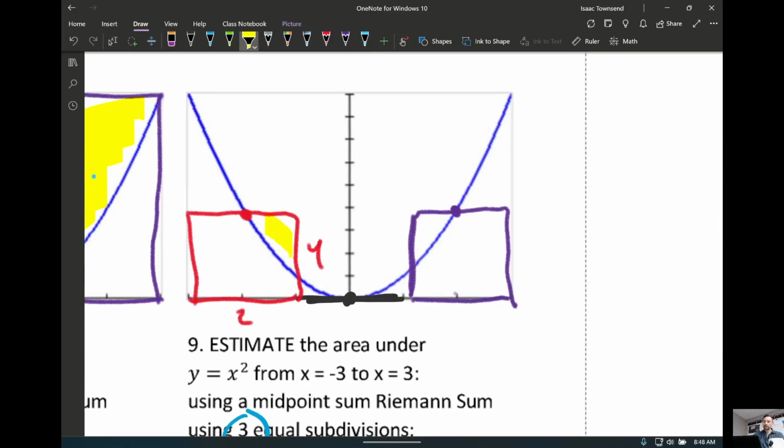Over here, this one included a little bit too much area here and here, but it was missing a bunch of area here, a bunch of area here, a tiny bit of area here and here.